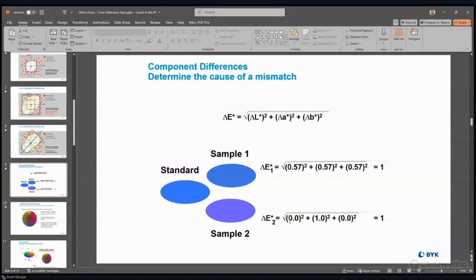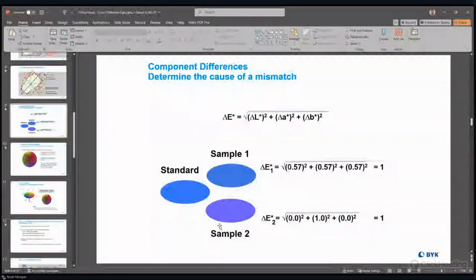Whereas this one, because I'm using delta E star, I could have all of my difference just in our A value, which completely shifts the color, but it's still 1. And so technically it's still passing, but it's not visually. What these advanced equations do will change depending on where you are in color space.